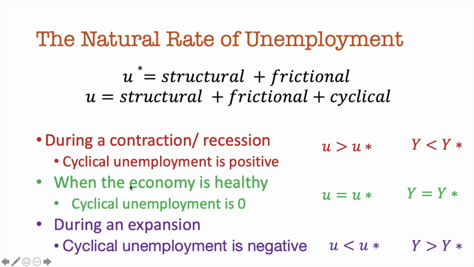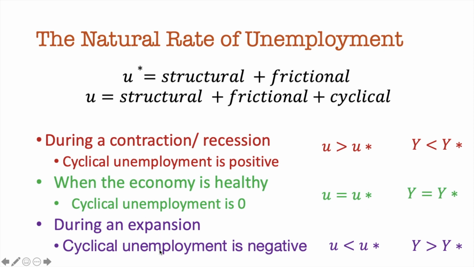The second stage is when the economy is healthy. So this means we are between an expansion and a contraction. We're moving along the long-term growth trend for the economy. That means we have no cyclical unemployment going on. So if I add in a 0 here, you can just take it out, right? If you add 0 to anything, it's just what it originally was. These two equations become equal. And so actual unemployment is equal to the natural rate, and that means output is equal to our potential GDP, or our full employment output. So at a healthy level, we have no cyclical unemployment, and actual rates of unemployment and GDP are equal to both the natural rate and their potential GDP.